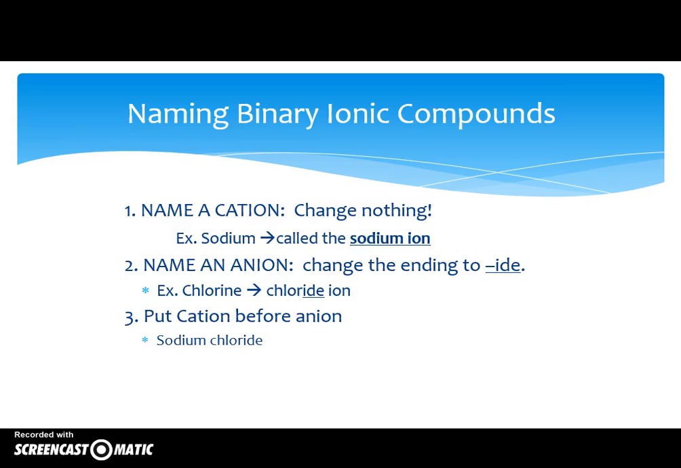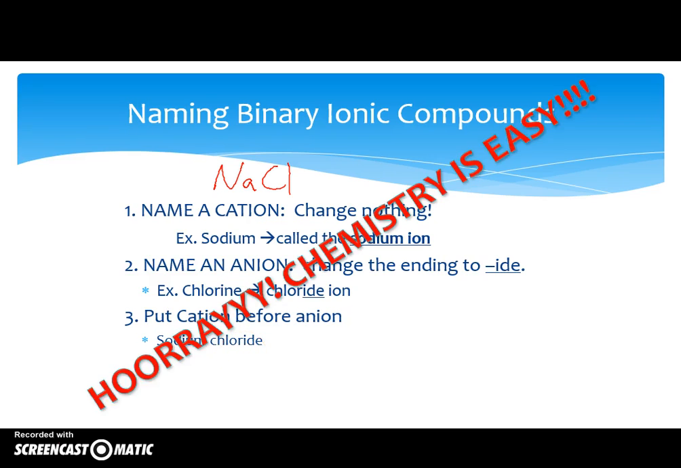So naming binary ionic compounds. This would be for something like NaCl, how you would name that. It's the easiest type. We have something that is just a standard representative element. It's not a transition. So you just name it. Then you name the anion, change the ending to "-ide", put them together in that order. So cation first, anion second. You get something like sodium chloride. It's the easiest type. Don't make it any harder than it needs to be.